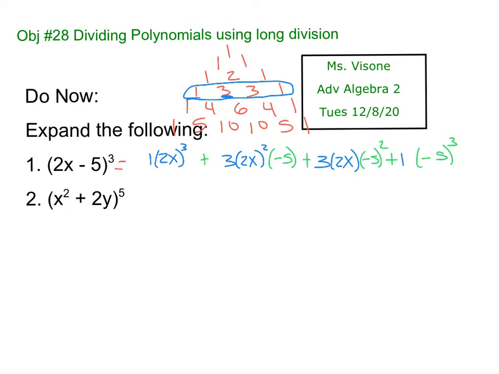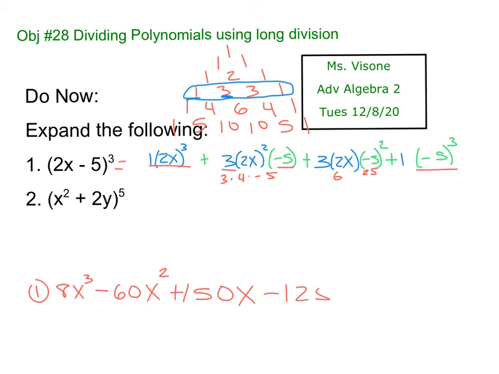All right, so now we're going to simplify. So we have 2x to the third, that's 8x to the third. So we have minus 5 times 3 times 2 squared. So 3 times 5 is 15, times 2 squared, 15 times 4 is 60 x squared. This is 25. 3 times 2 is 6. So over here, this was 3 times 4 times negative 5. So if you have 6 quarters, you have $150, 150x, and then negative 5 to the third is minus 125.